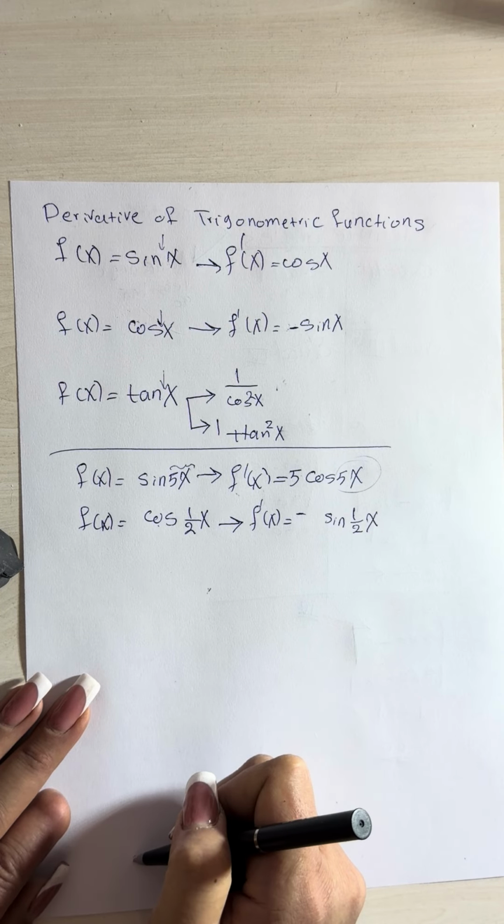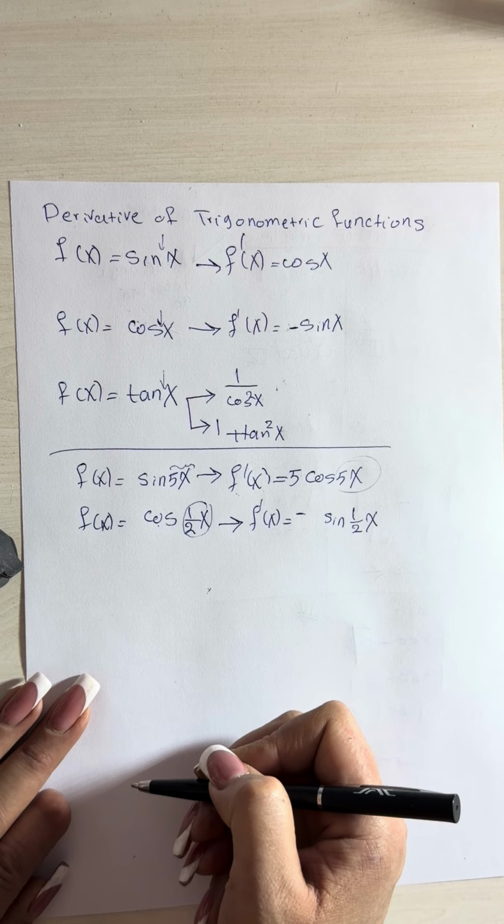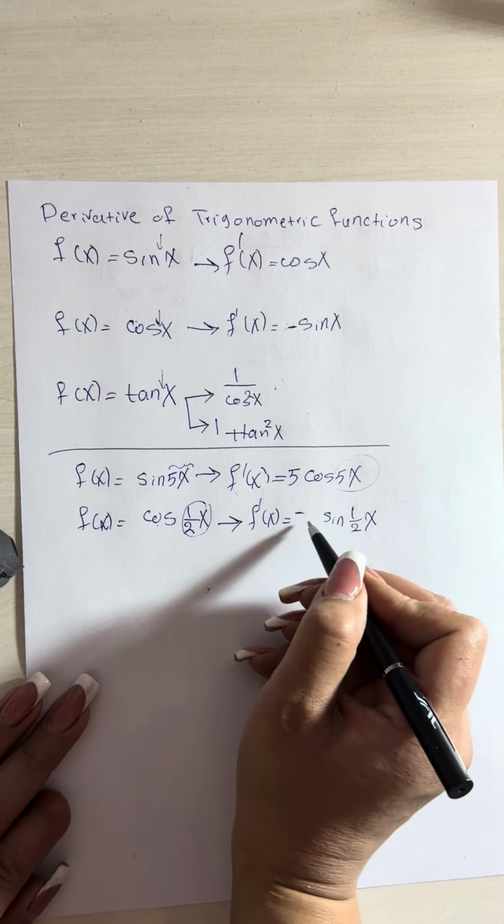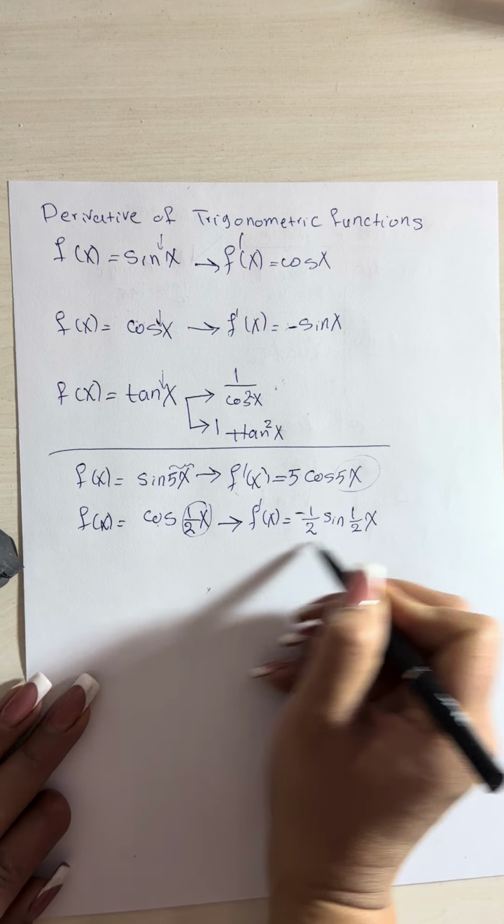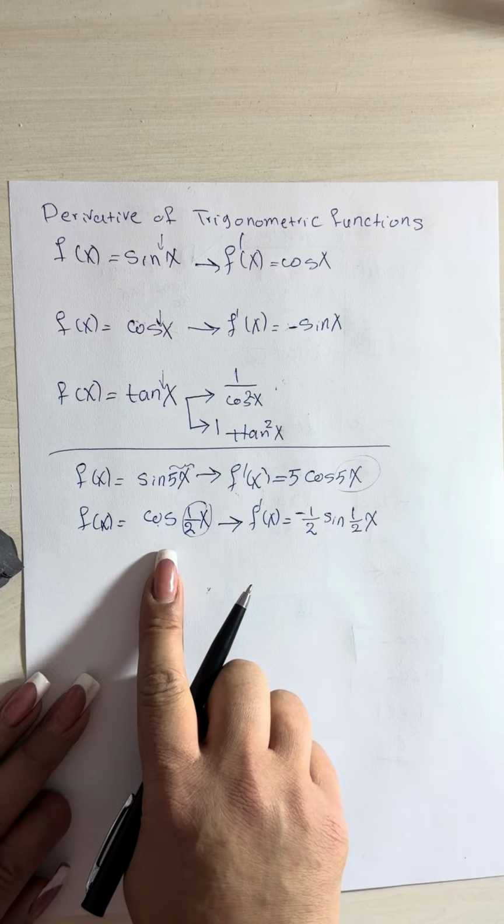Okay, you have 1 over 2x. What is the derivative of 1 over 2x? It's 1 over 2. So this is the derivative of this function.